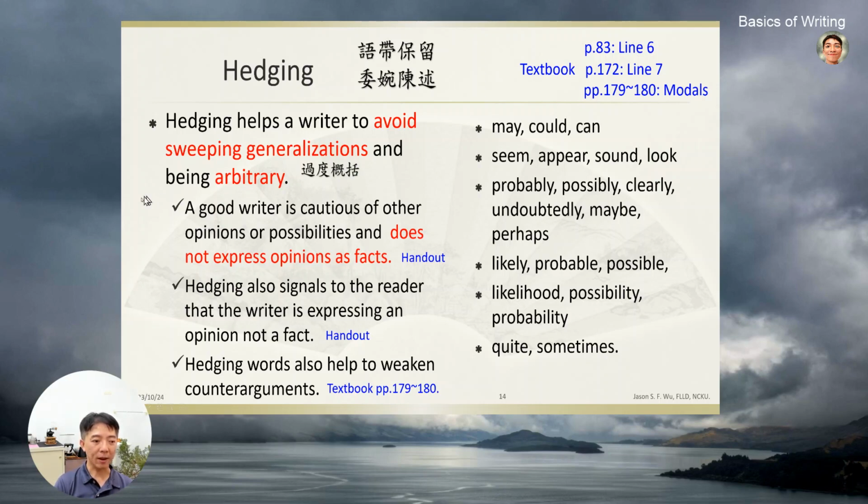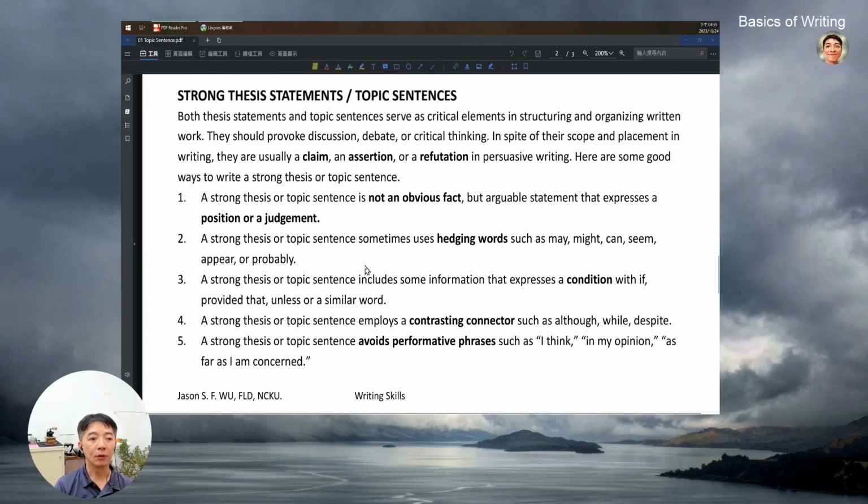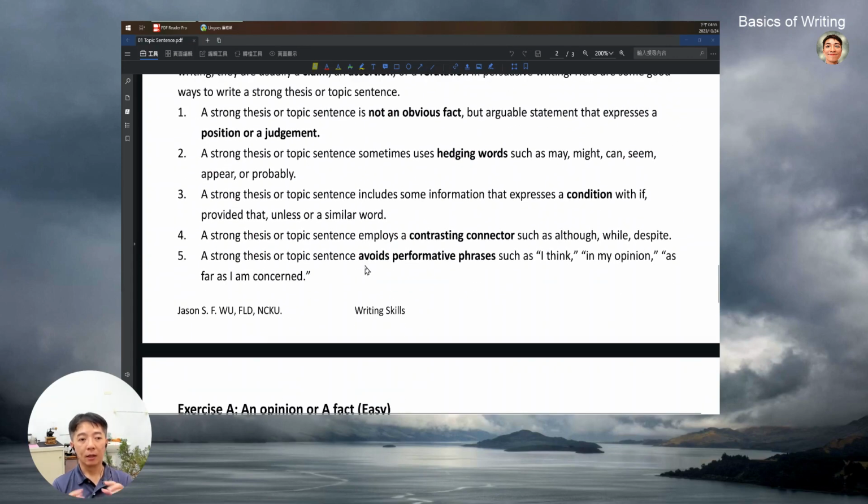All right. So let's go back to your handout. So number 3 says, a strong thesis or topic sentence includes some information that expresses a condition with if, provided that, unless, or a similar word. So conditional sentences can also help you to express your opinion, like if something happens, something will happen too. Okay, this is actually "if", right?